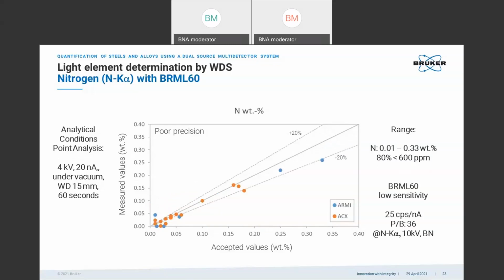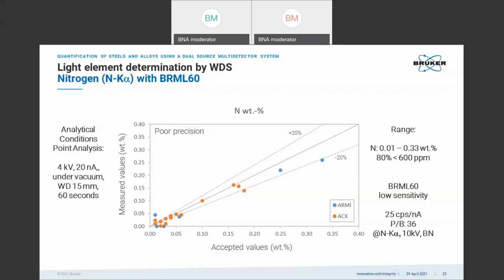And then let's get finally to some light elements. A nice feature of the X-Sense is the high sensitivity for light elements, such as nitrogen in this case. Nitrogen in steel shows concentrations from 100 ppm only up to 0.3%. More than about 80% of the samples have concentrations below 600 ppm. And still we see we can measure them.